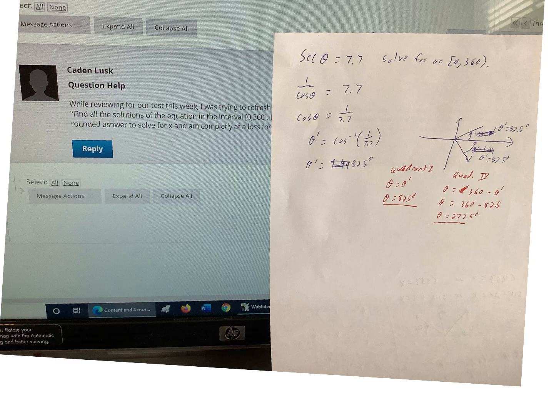Saw your question on the discussion board. A picture might help, but I believe you have secant of theta equals 7.7. You want to solve this, and it must be in degrees, 0 to 360 degrees.